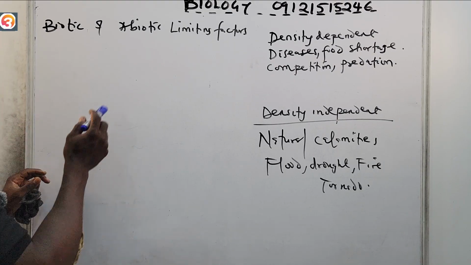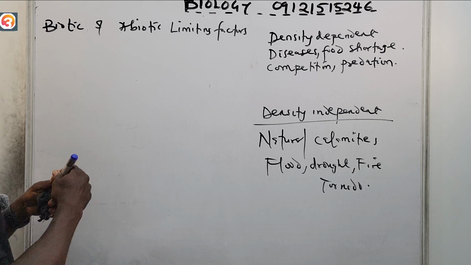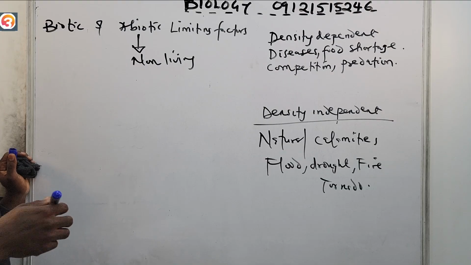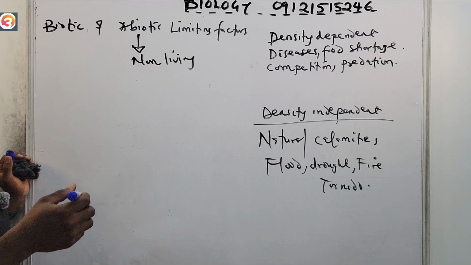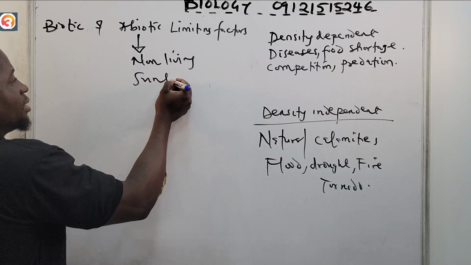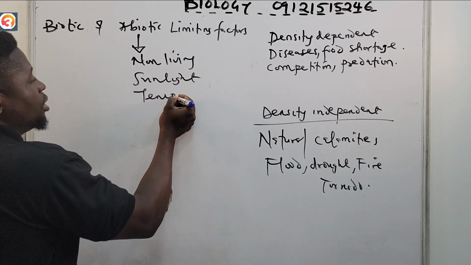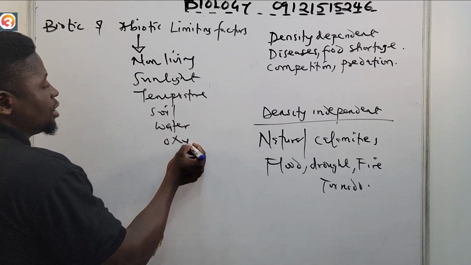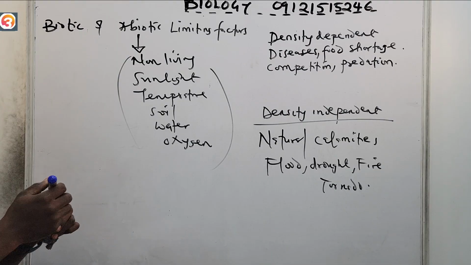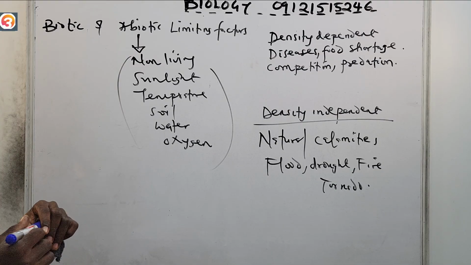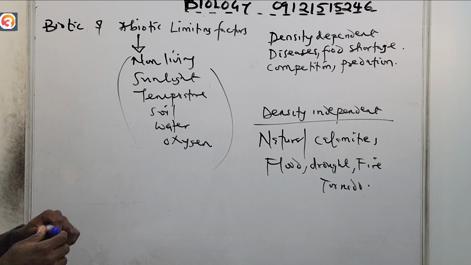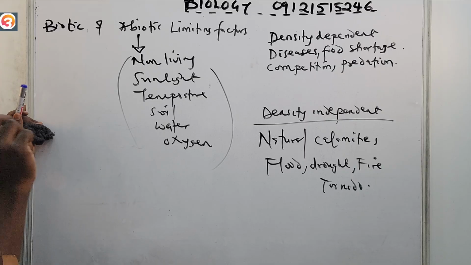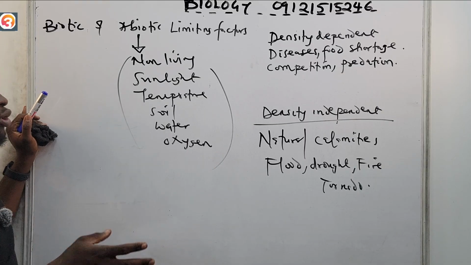Now, the abiotic limiting factors comprise the non-living, chemical components of the ecosystem. For example, you have sunlight, temperature, soil, water, oxygen. These are the abiotic limiting factors, the non-living components and chemical factors: the sunlight, the temperature, the soil, and the water.